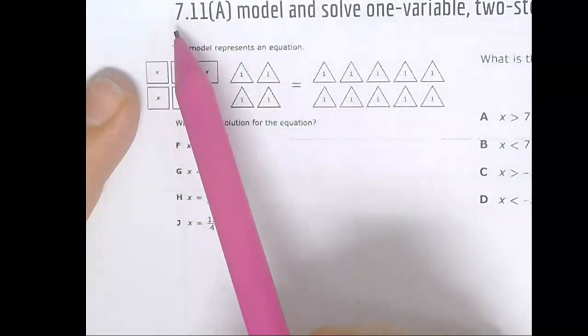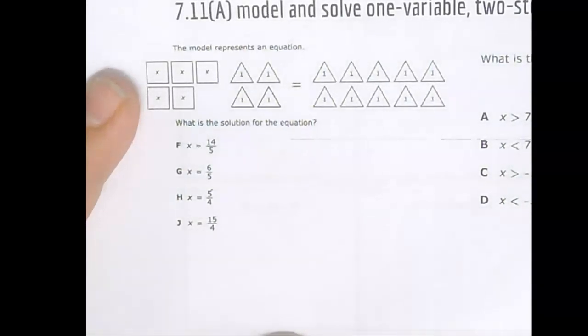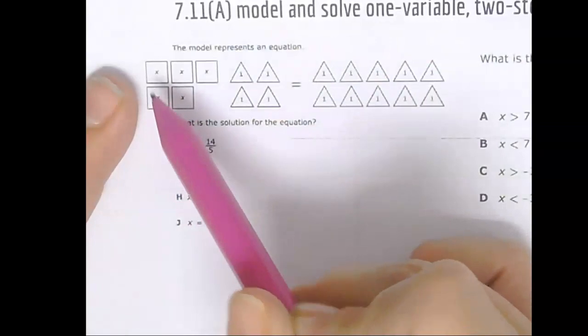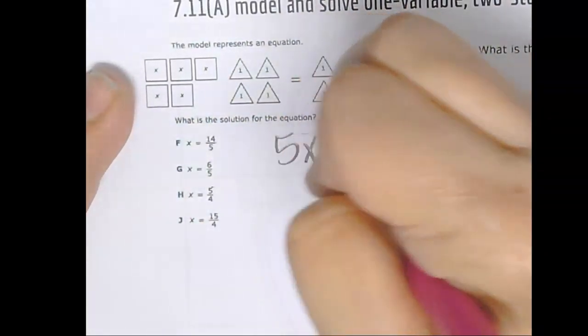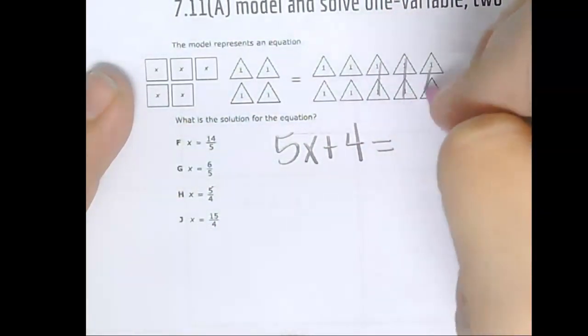All right, friends, so this one is 711A. So we're modeling and solving one variable, two-step equations and inequalities. So for this one, the model represents the equation. So we have 5x plus 4 is equal to 10.